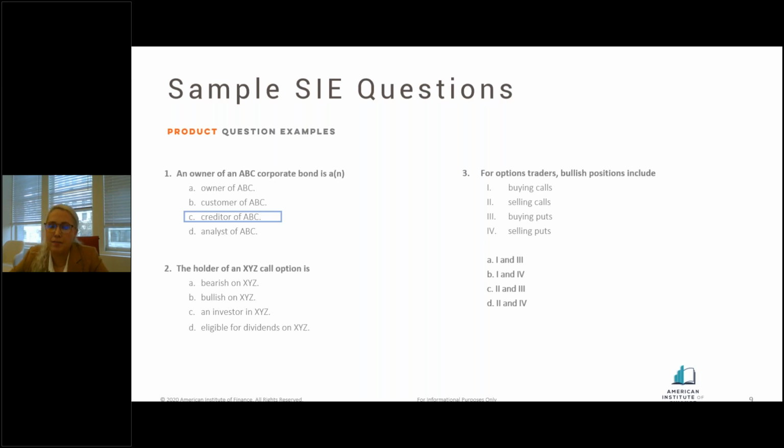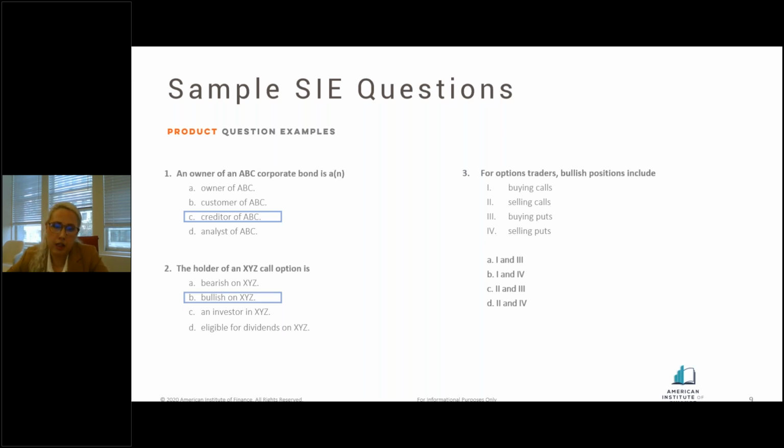Bearish means that as a bear, the bear attacks from the top going down, so you think that the stock will go down. Bullish, the bull will attack from the bottom going up, so you want the stock to go up. So the right answer is B, bullish on XYZ. Again, not an investor, and not eligible for dividends, because a call option will not be eligible for dividends on XYZ.